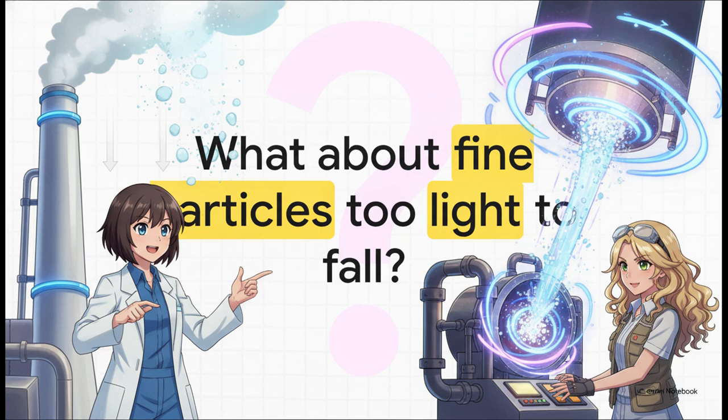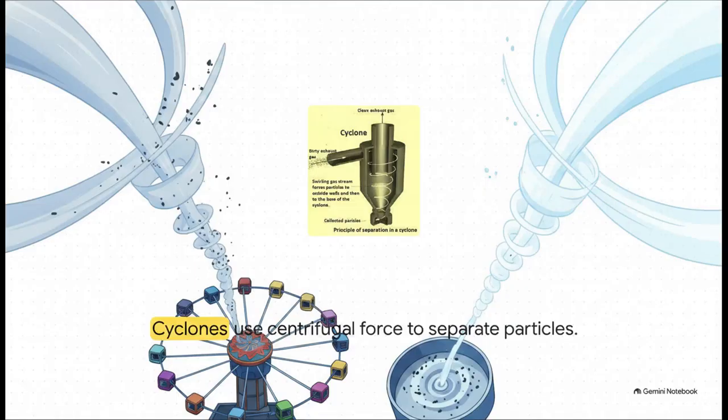Gravity works wonders for heavy particles for sure, but what about the fine particles? The ones that are just way too light to fall before they exit the chamber? When gravity isn't enough, we actually have to artificially amplify the forces applied to the particles. And that is brilliantly solved by the cyclone separator. This thing operates basically like a giant spinning carnival ride.